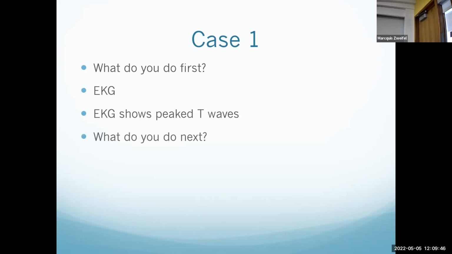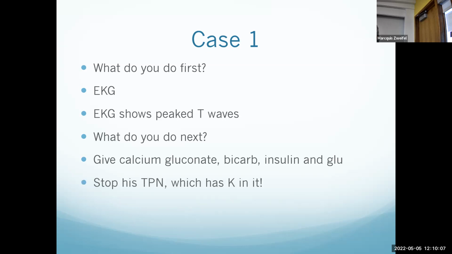Okay. You want to give him calcium gluconate, bicarb, insulin, and glucose. Okay. Especially in patients with end-stage kidney disease, but this guy was also acidotic, you know, his bicarb was low, so you will never be faulted for giving bicarb. Also, please do not forget, I can't tell you how many times we get consulted and TPN is still going, and I'm like, really? So stop the source of the hyperkalemia right away, if you know what it is.